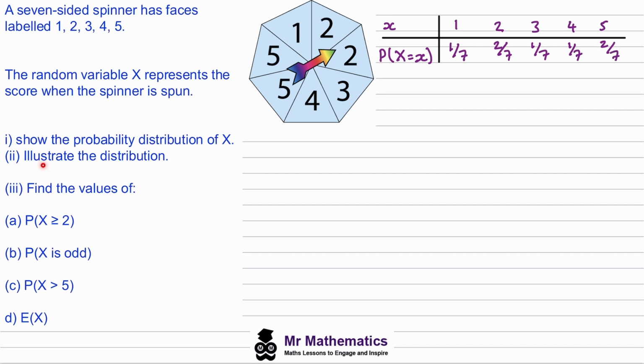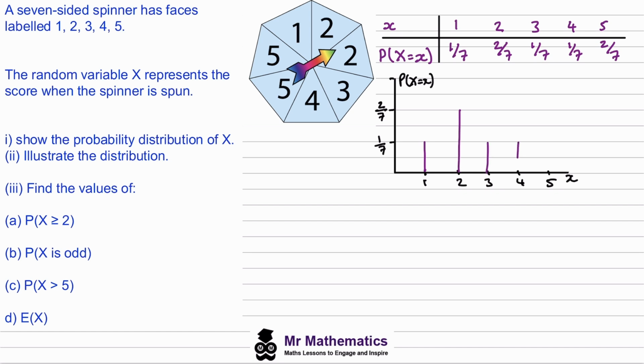And then for part 2, to illustrate our distribution, we can use a stick graph. So when x is 1, we'll have a vertical line up to 1/7. When x is 2, when x is 3, when x is 4, and x equals 5. And then for part 3, we can use either our distribution table or our stick graph to work out each of these. So for part A, probability of our random variable being greater than or equal to 2, this will be when x is 2, 3, 4, or 5.